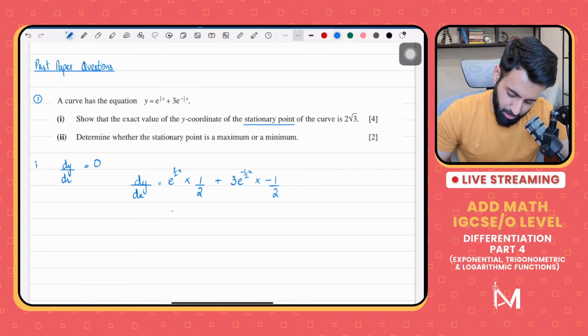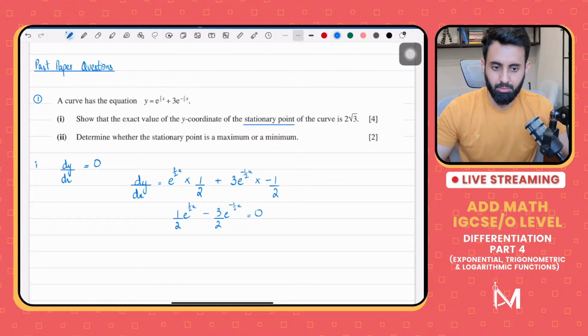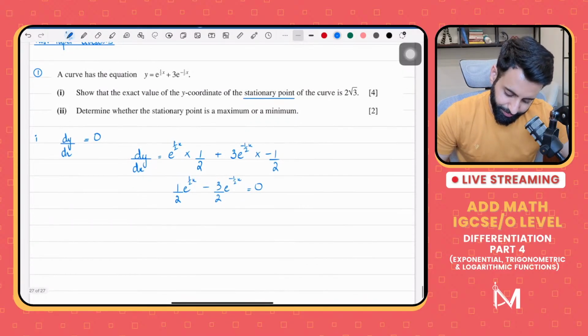So it's going to be 1 upon 2 e raised to the power half x minus 3 upon 2 e raised to the power minus half x equals to 0. Now we have to solve for x. So half e raised to the power half x is equal to 3 upon 2 e raised to the power minus half x.